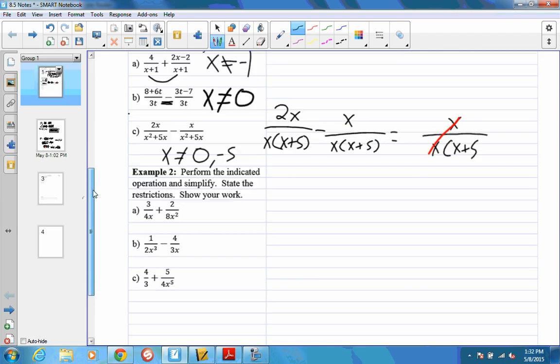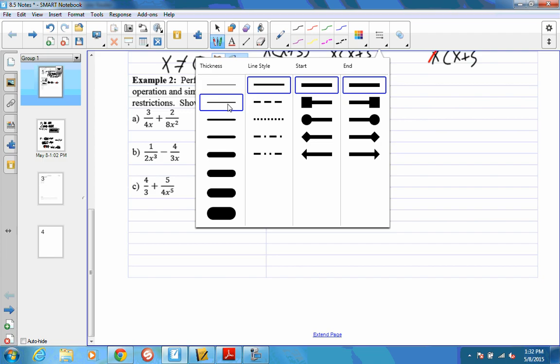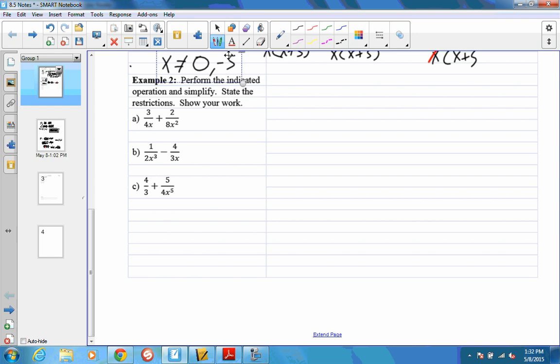All right. Perform the indicated operation and simplify. State the restriction, show your work. 3 over 4x plus 2 over 8x squared. Guys, remember, if I had, let's say, 1 over 7, and I wanted to add that to 2 over 4.